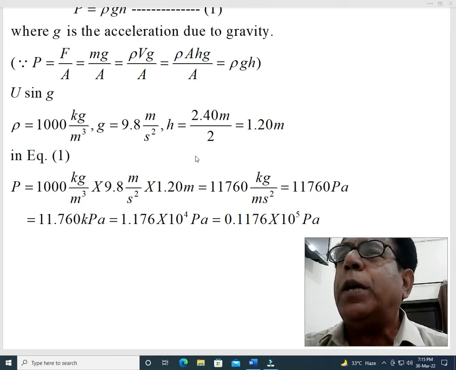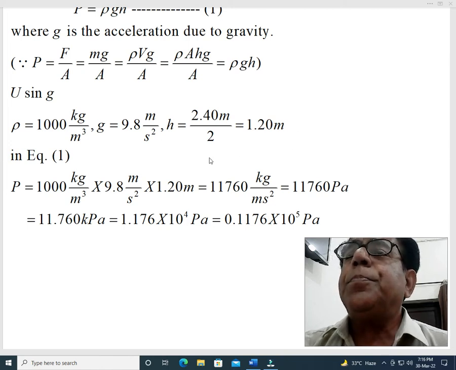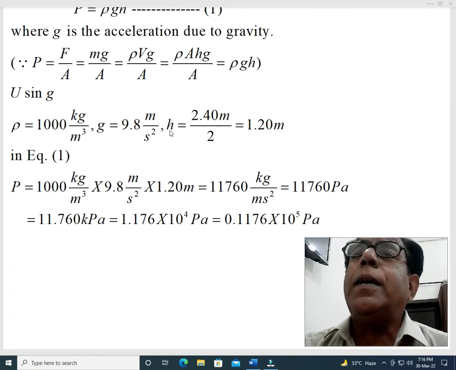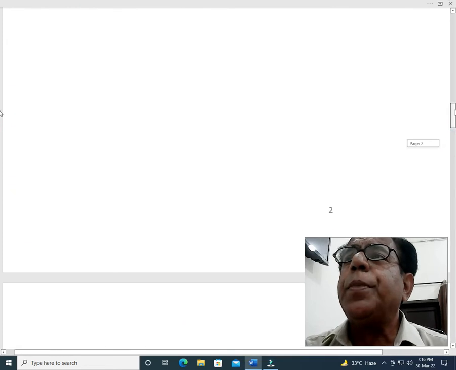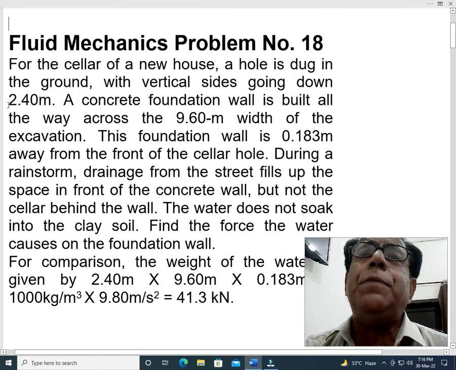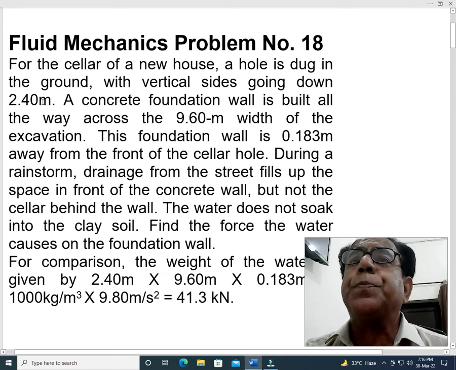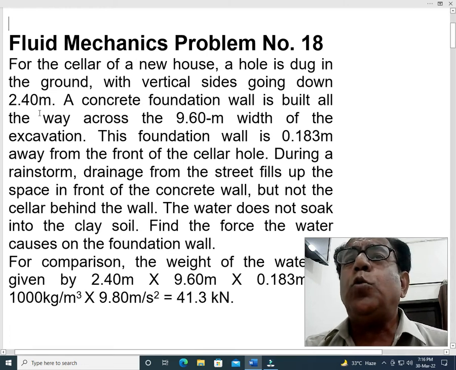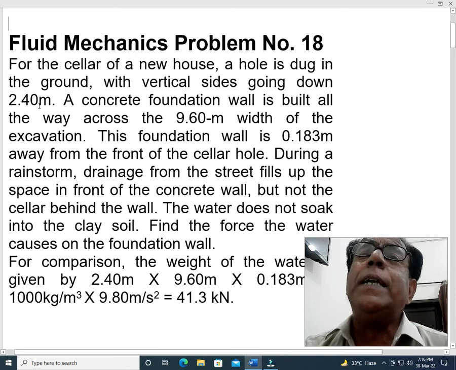This is the most important point which requires our concentration, our thinking: why we have done so. Dear students, you can see here that with vertical sides going down 2.4 meter, it is given 2.4 meter, but we have divided this quantity by 2 and have used the value 1.20 meter. With vertical sides going down 2.40 meter. Dear students, actually we are concerned with the central position of this quantity, because half of this is above the earth and half is below.